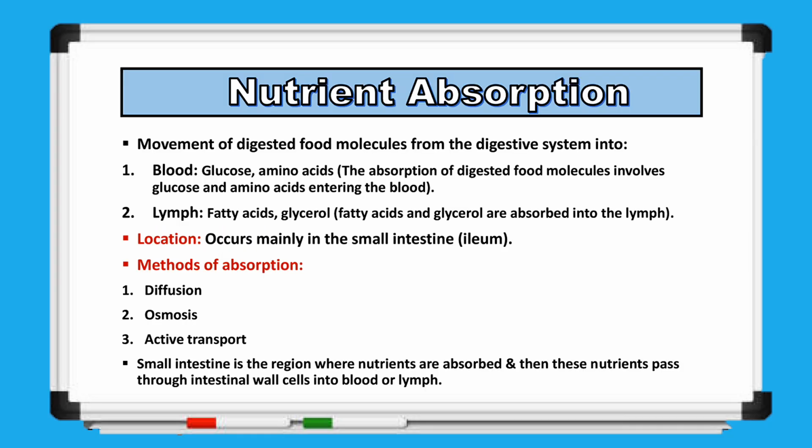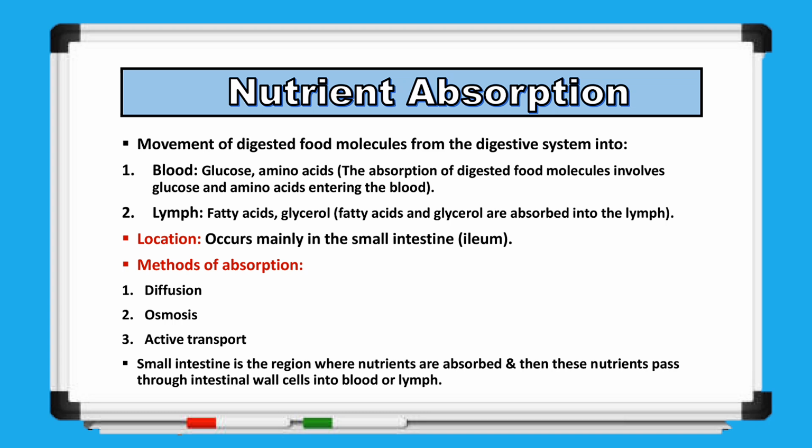Nutrient absorption involves the movement of digested food molecules from the digestive system into 2 main transport systems. Blood. This carries glucose and amino acids. In other words, these molecules enter the blood after digestion. Lymph. This transports fatty acids and glycerol, which are absorbed into the lymphatic system. Location. Nutrient absorption occurs mainly in the small intestine, specifically in the ileum. Methods of absorption. There are 3 main ways nutrients are absorbed: diffusion, osmosis, and active transport.